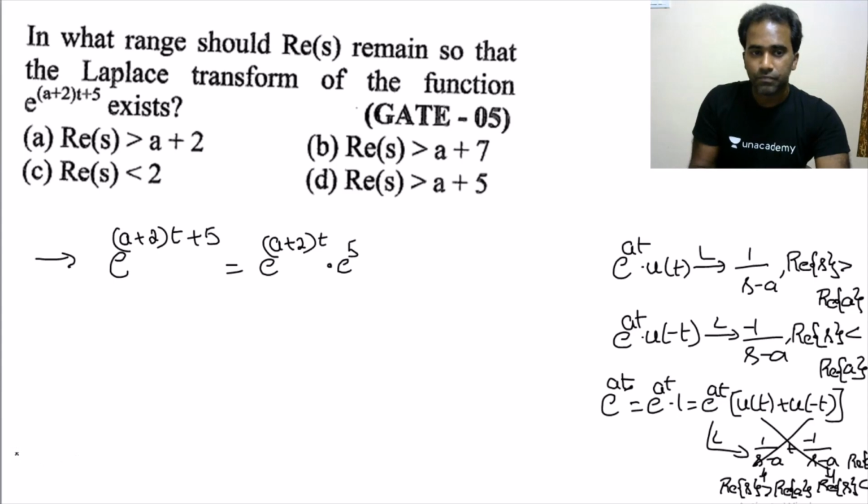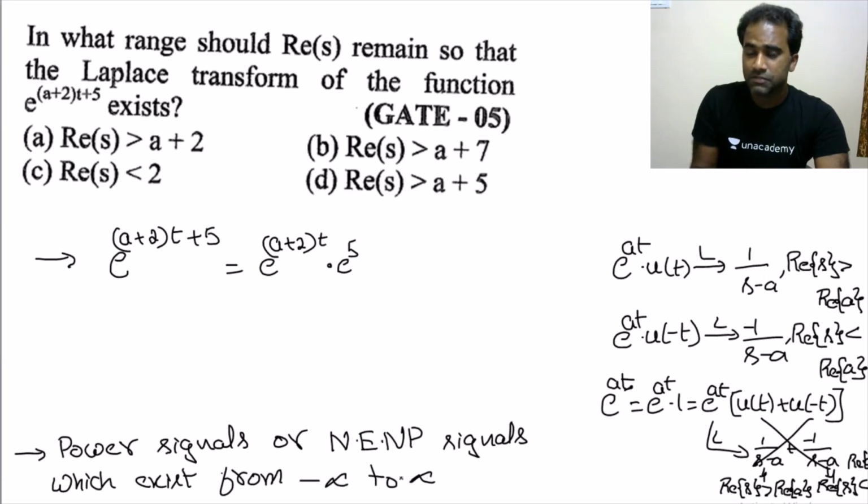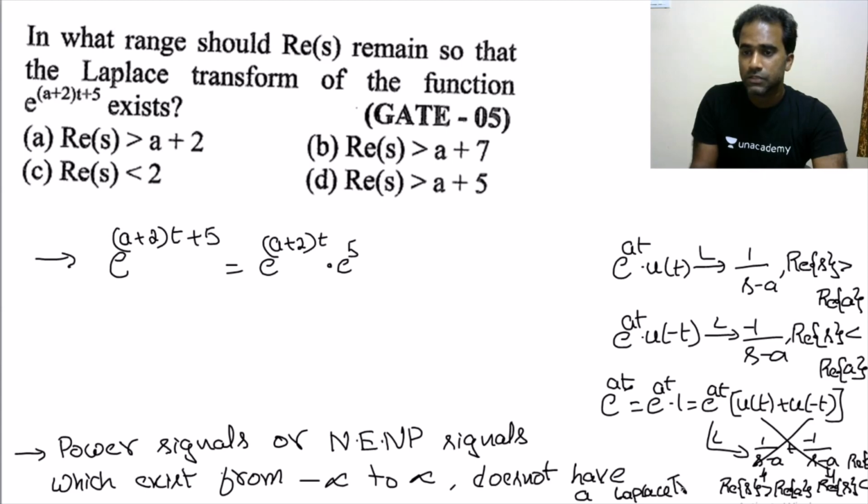Or we can generalize also. Power signals or neither energy nor power signals which exist from minus infinity to plus infinity do not have a valid Laplace transform. The signals which exist from 0 to infinity are fine, and from minus infinity to 0 is also fine. But power signals or neither energy nor power signals which exist from minus infinity to plus infinity do not have a Laplace transform.